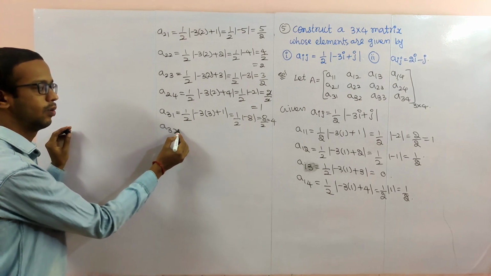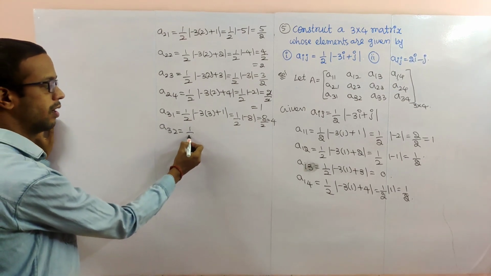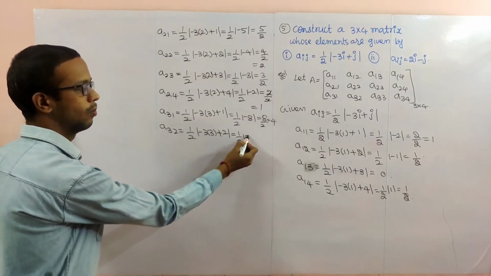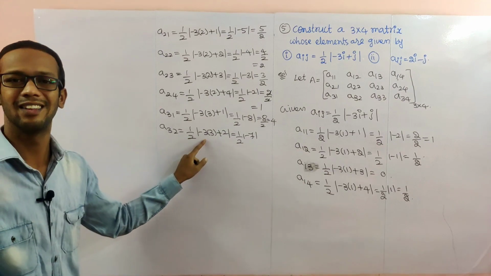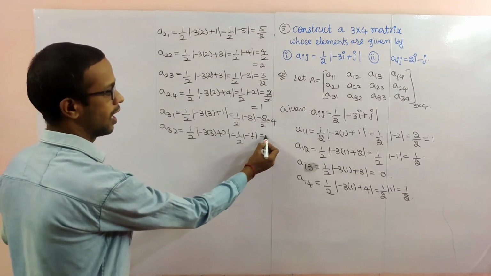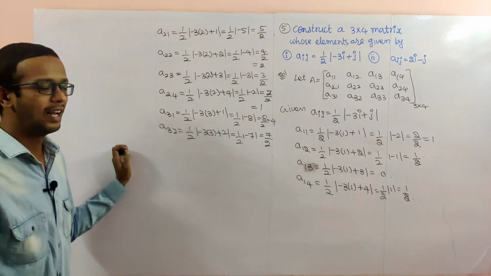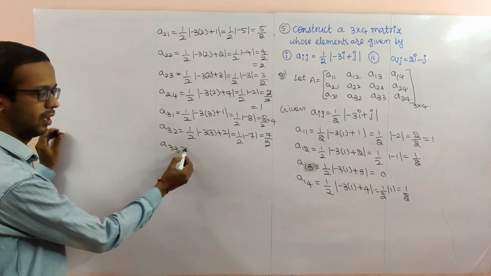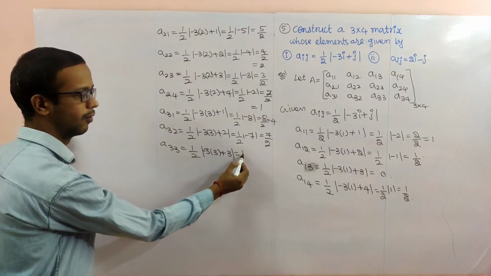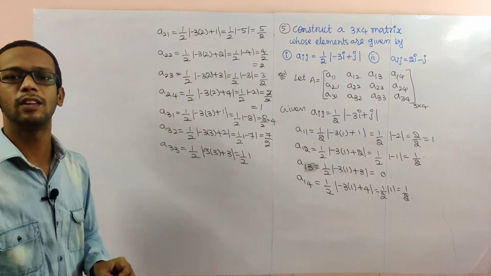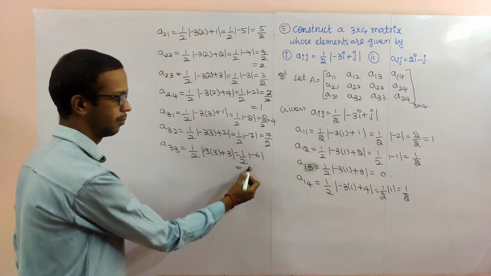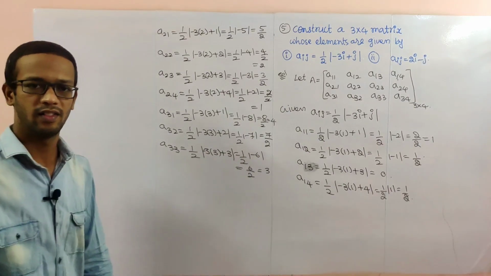Next A32: 1 by 2 mod minus 3 into 3 plus 2. You will get minus 9 plus 2. Minus 9 plus 2 is minus 7. Total answer is 7 by 2. Next A33: 1 by 2 mod minus 3 into 3 plus 3, 1 by 2 mod minus 9 plus 3. Minus 9 plus 3 is minus 6. Mod minus 6 is 6 by 2. 6 by 2 is 3.